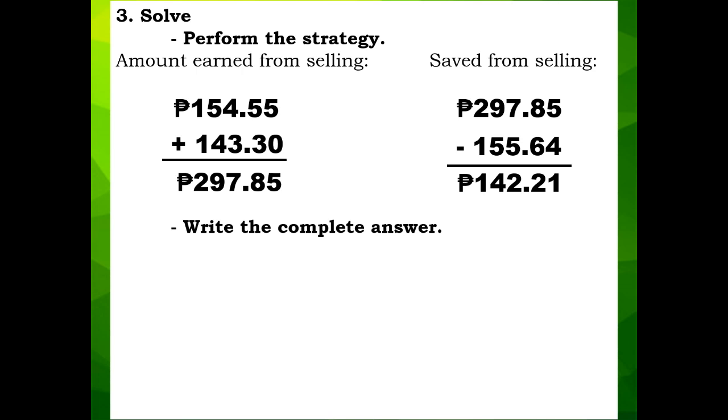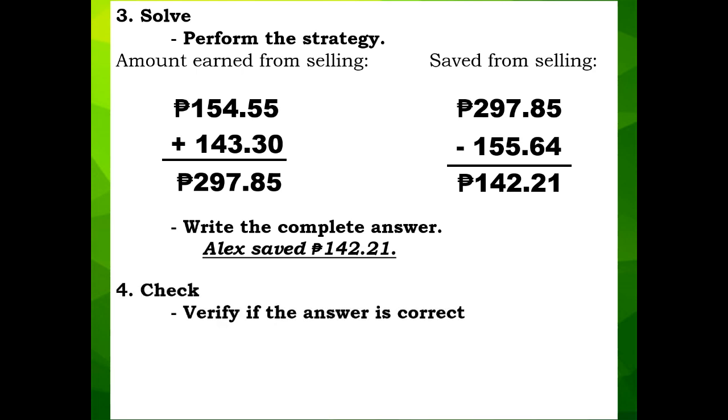What is now the complete answer? That's right, Alex saved 142 pesos and 21 centavos. Let us now check if the answer is correct still by working backwards. Let us add what Alex saved, which is 142 pesos and 21 centavos, and the amount spent for the school needs, which is 155 pesos and 64 centavos.